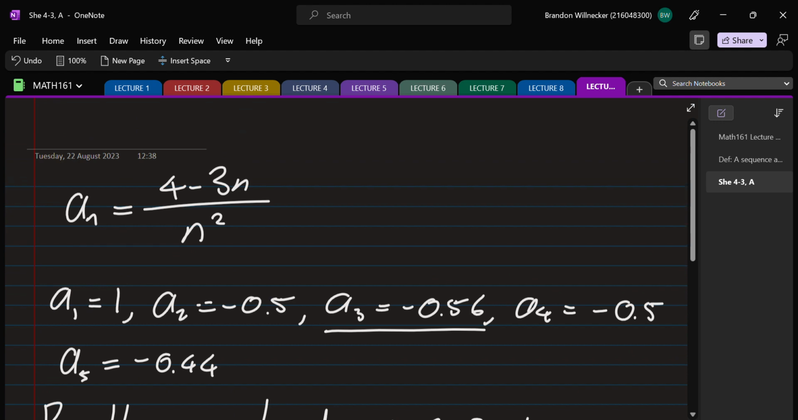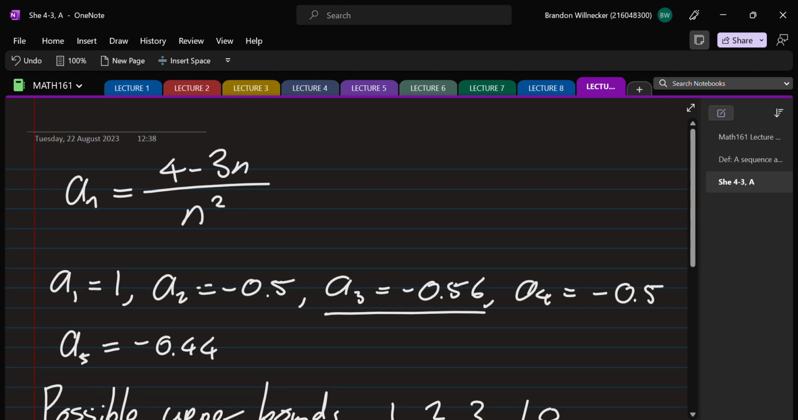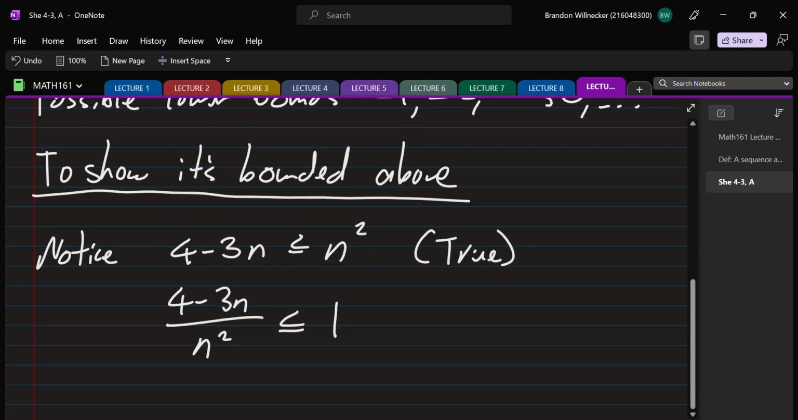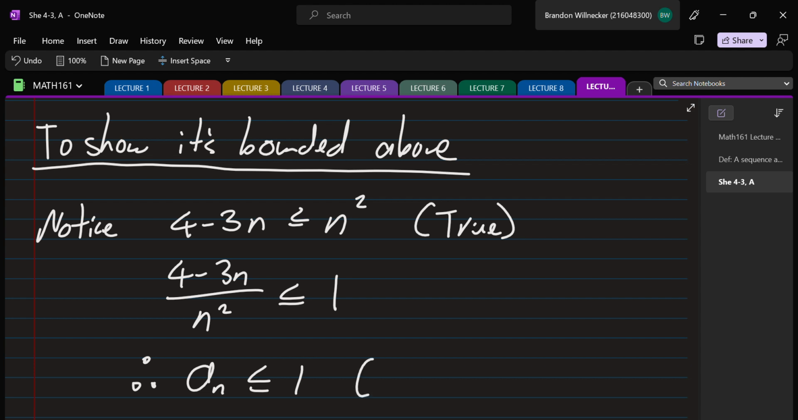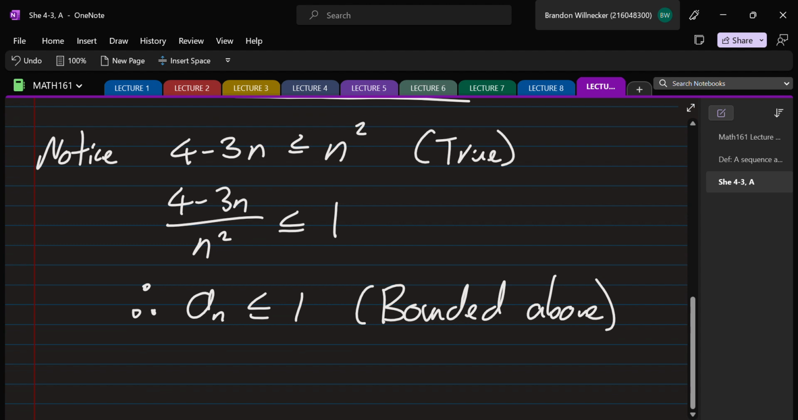So look at the left-hand side. That's our sequence that we've got: 4 minus 3n over n squared. Therefore, our sequence elements, for any n, are less than or equal to 1. But that's the definition of being bounded above. We have our sequence, an, less than or equal to some constant, so it's bounded above. Yeah, so that's all you need to show. You need to show that your sequence element is less than or equal to some constant, and you've shown that it's bounded above.